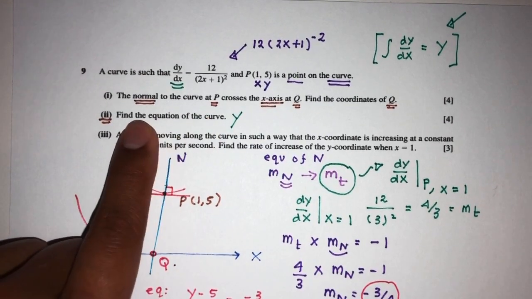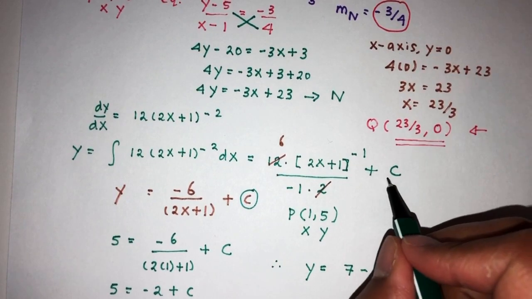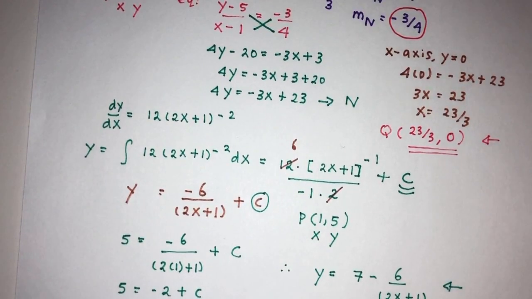Okay, that is part 2. Now, one of the most common mistakes in this kind of question is that sometimes you forget to find your value of c, which is also required here for your full marks.